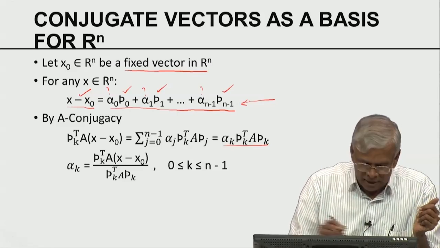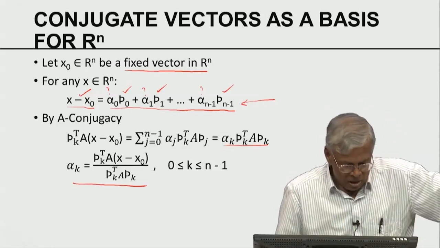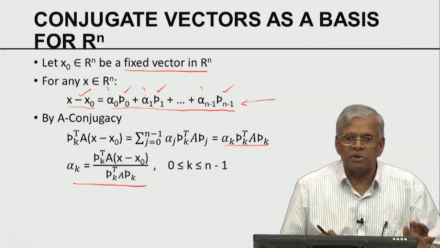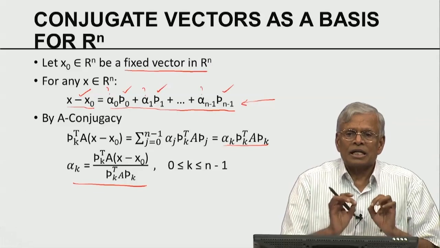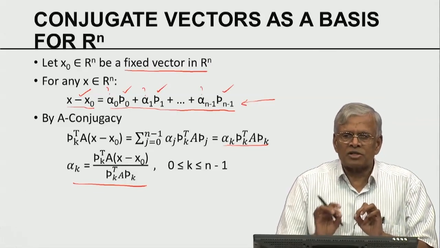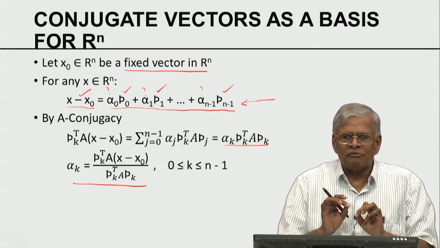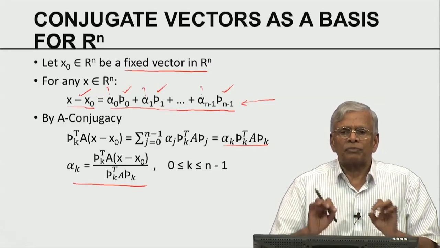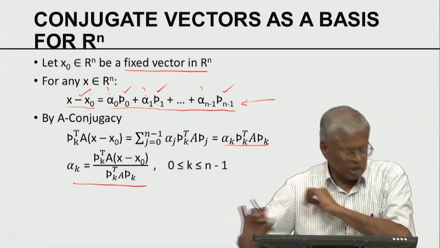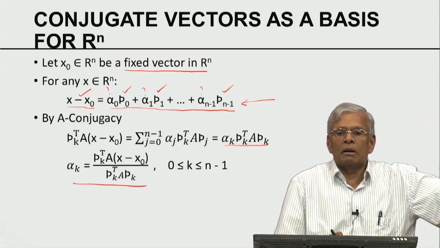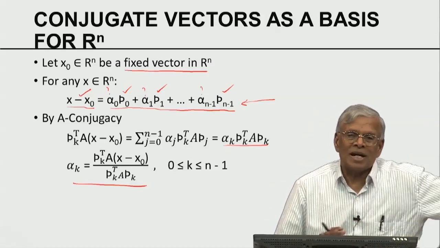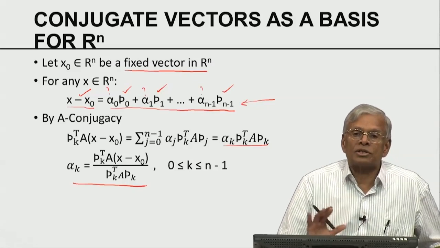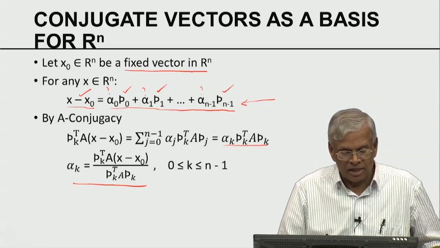The value of alpha that is needed here is given by this ratio. Every quantity on the right hand side is known, so alpha k can be computed in principle. So what does this tell you? Given any arbitrary vector x minus x naught, I can find the coefficients of the linear combination needed to express this arbitrary vector as a linear combination of this conjugate basis. That's the take home message from here. Any arbitrary vector can be expressed uniquely as a linear combination of conjugate vectors. That's the thesis that comes out of this.